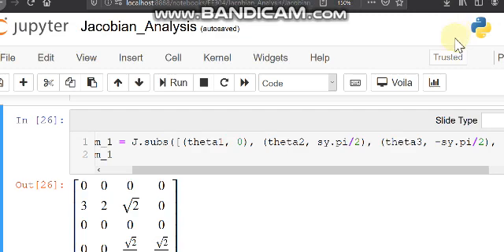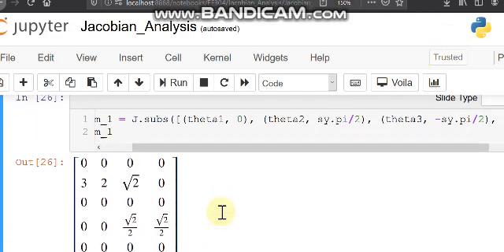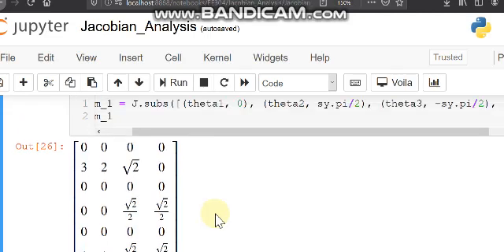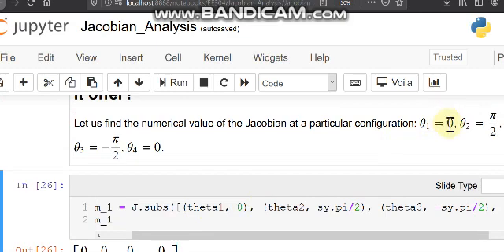Previously, we had obtained the expression for the Jacobian matrix. It was an analytical expression. Now we substitute specific values for theta 1, theta 2, theta 3, and theta 4 and obtain a numerical value for the Jacobian matrix. For theta 1, theta 2, theta 3, theta 4, we choose these values: 0, pi by 2, minus pi by 2, and 0.